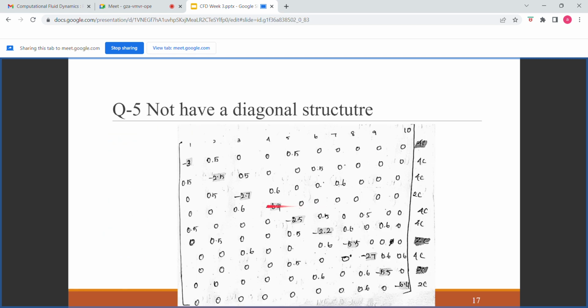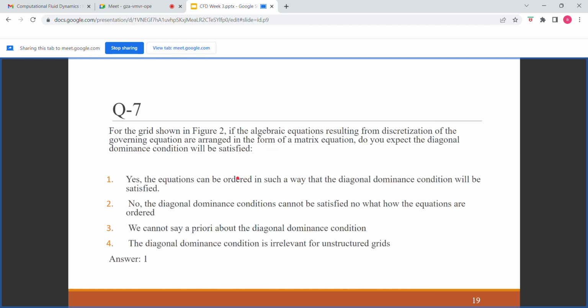We are getting a matrix similar to this. By looking at it, we can say that the diagonal elements have some sort of dominance, and if arranged properly, the diagonal dominance condition will certainly be satisfied. So the answer to this question is yes, the equations can be ordered in such a way that the diagonal dominance condition will be satisfied.